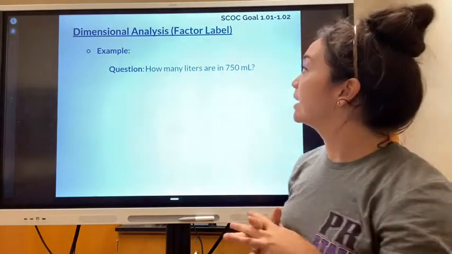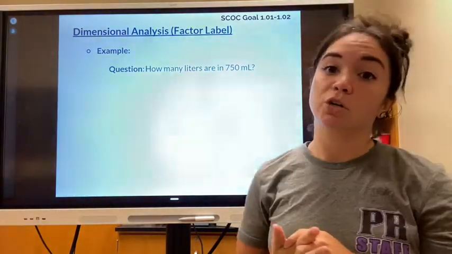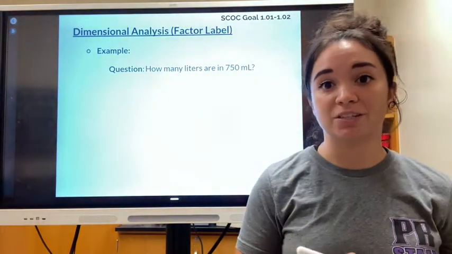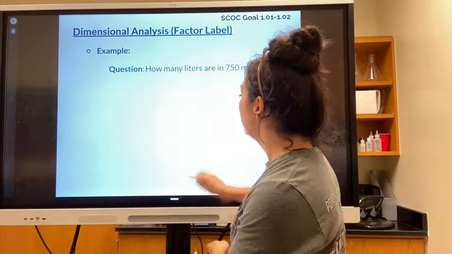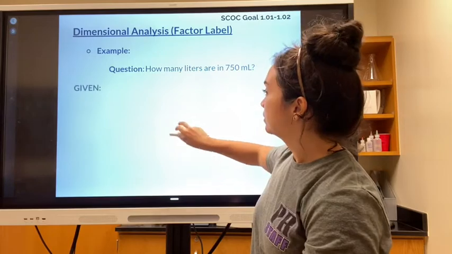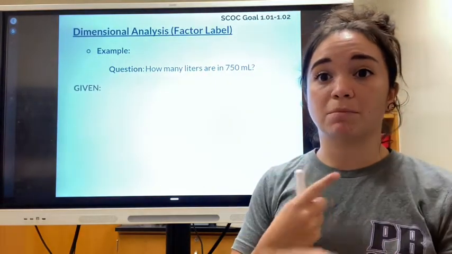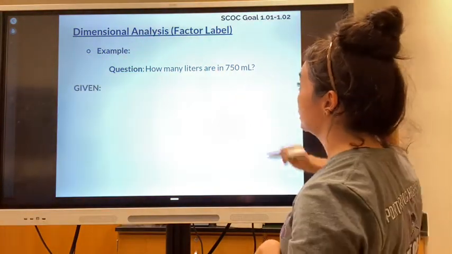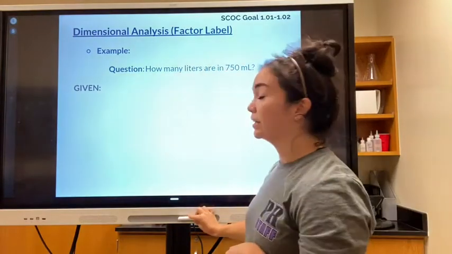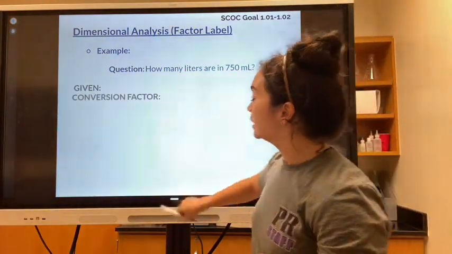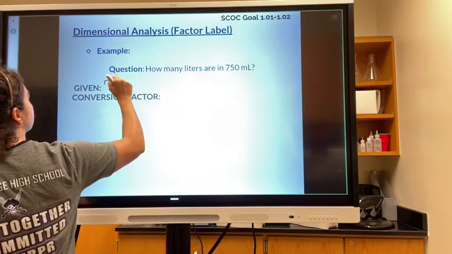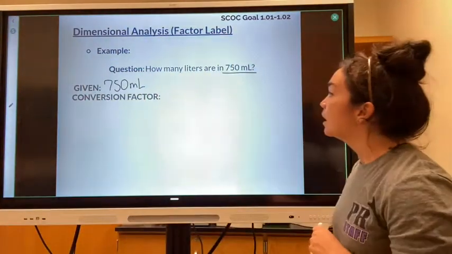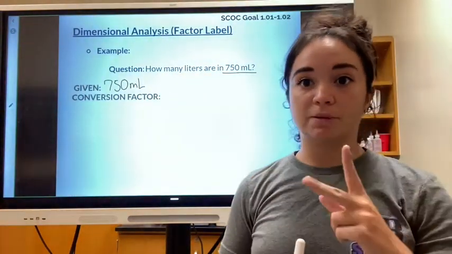So a question you might get is how many liters are in 750 milliliters? If you look at your steps, your first step is going to be to determine your given. Our given, remember, is going to be whatever number and unit we're given in the problem. If we read our problem, it says how many liters are in 750 milliliters. So that means our given is going to be 750 milliliters.